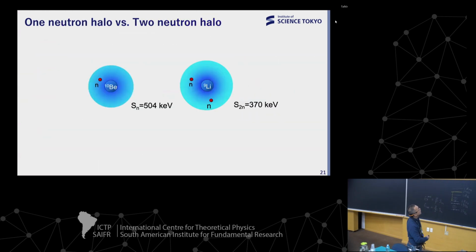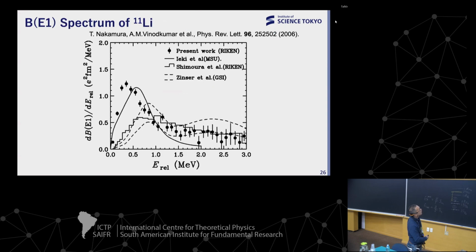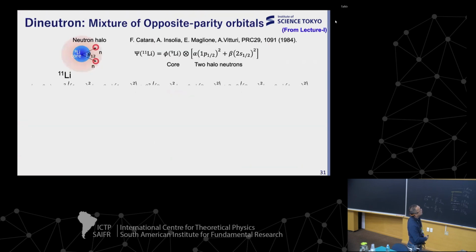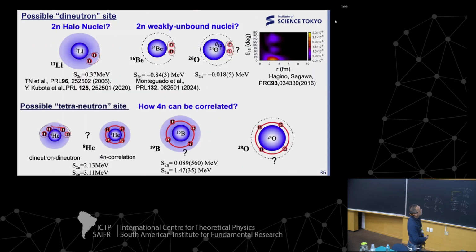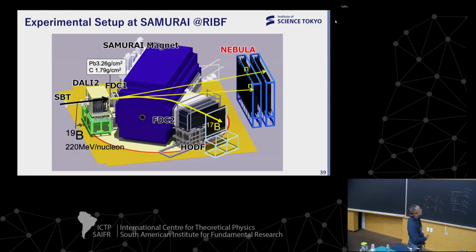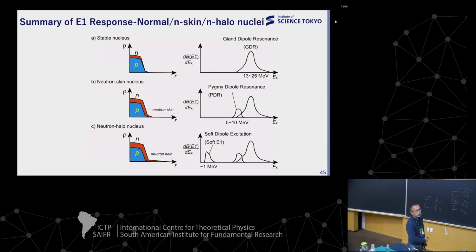where you have shown the difference between neutron skin and halos? Yes. Thank you. So I'm still trying to figure out the difference. The difference you see with the soft E1 structure is that if you have a neutron halo, you have this imbalance of the center of mass and center of charge, which leads to the structure.